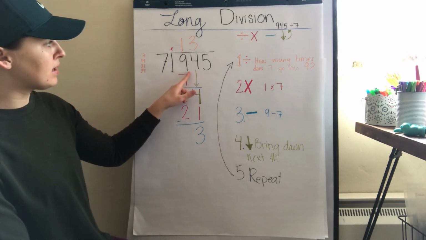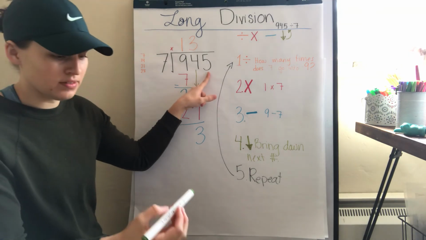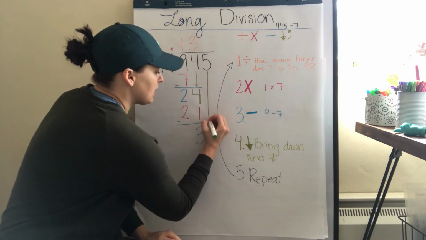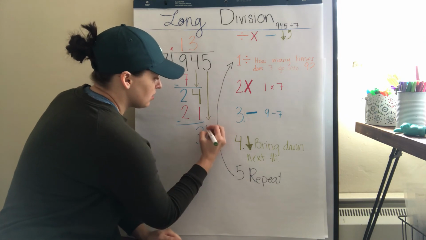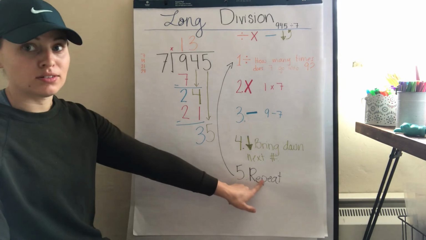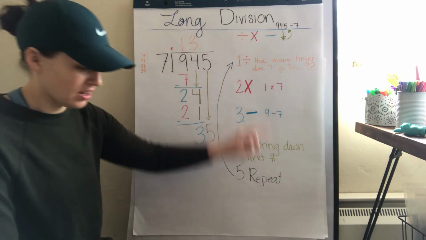What number are we going to bring down? Our 5. That's the next number that we're dealing with. We're going to line it up with our 3. And now we have the number 35. Now we're going to repeat all over again.